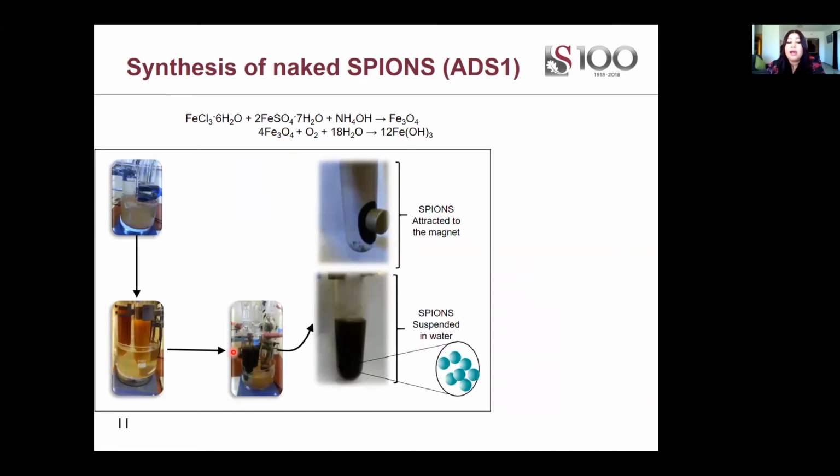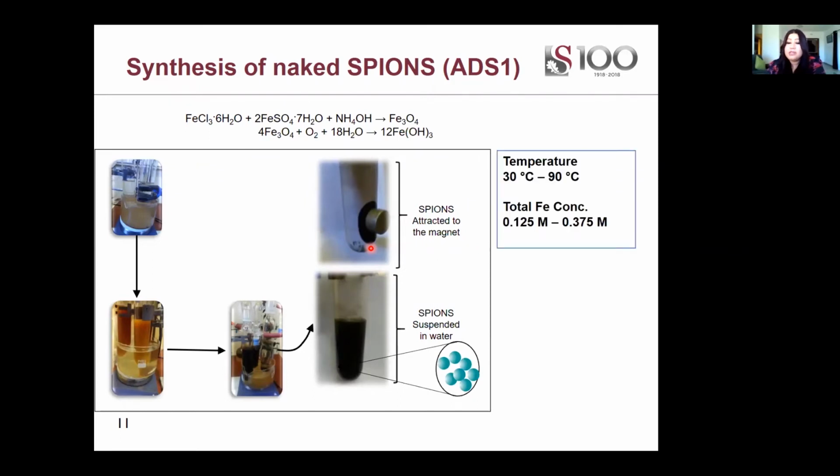You basically need an iron 2 and an iron 3 source, and you reduce it with ammonium hydroxide. Over time, you will see this black precipitate forming, and then you have your ions. It's really simple to make. The problem is you can get different types of iron oxides. You can get hematite, maghemite, goethite, and you just want magnetite because that's the most magnetic nanomaterial.